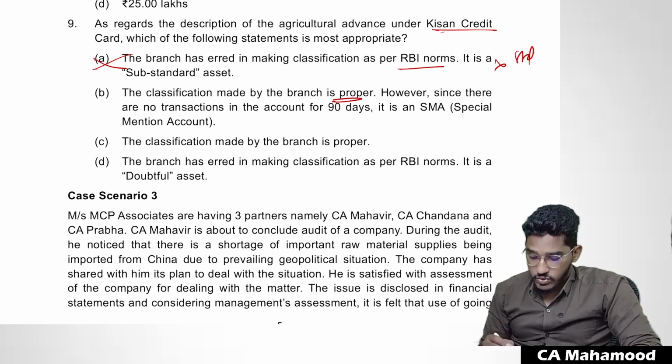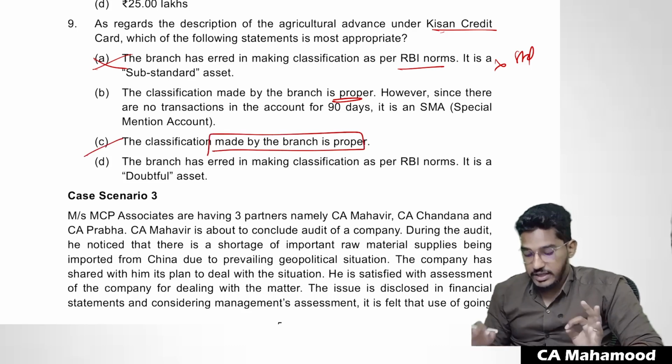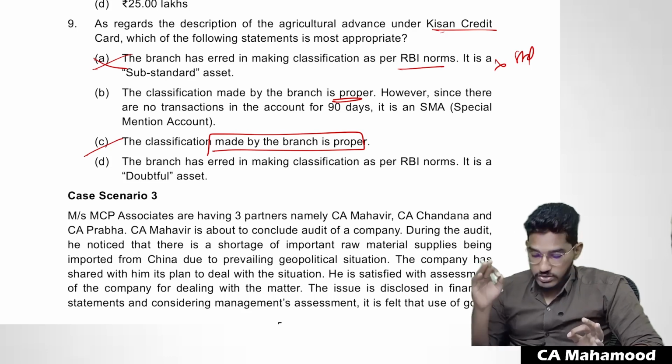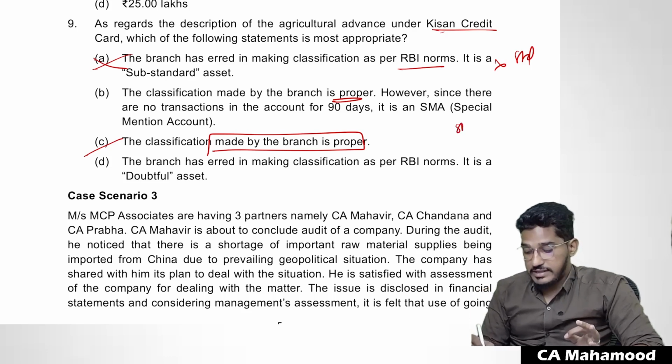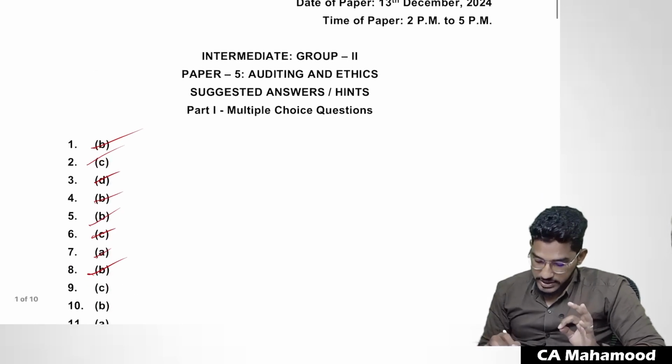However, since there are no transactions in the account for 90 days, it is an SMA, special mention account. No, there is no need for classifying it as SMA. The classification made by the branch is proper. There's not even a need for SMA. They can keep it under the normal category. Whatever they have done as a standard category is very much appropriate. So option C will be the correct option.